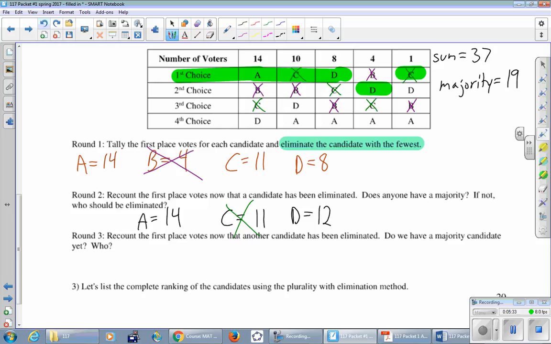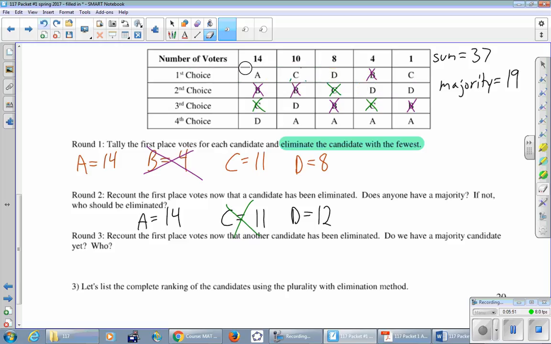Okay, and now we have to recalculate first place votes. So I'm going to undo all the highlighting that we've got here. I think that eraser is too big for my purposes. Let's try this again. Okay, so we're going to get rid of all the highlighting stuff and then we'll re-highlight. So all that goes away. And remember, we were getting rid of all the appearances of C. So we'll cross off all these C's. And now I will re-highlight all the first place votes.